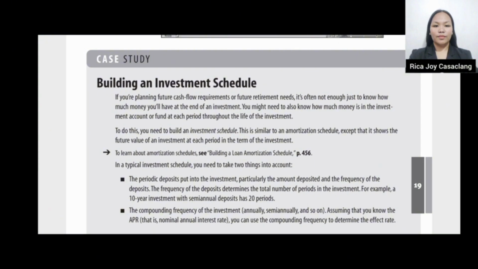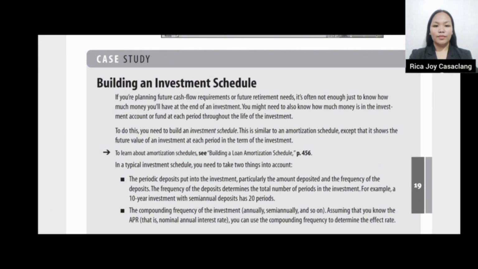In a typical investment schedule, you need to take two things into account. The first one is the periodic deposit put into the investment, particularly the amount deposited and the frequency of the deposits. The frequency of the deposits determines the total number of periods in the investment. For example, a 10-year investment with semi-annual deposits has 20 periods.